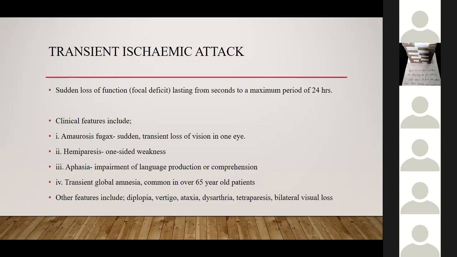Other features include diplopia, meaning you see double, vertigo, meaning you have dizziness, ataxia, meaning that there'll be loss of balance. Dysarthria means that your speech becomes slurred, you can't really articulate your speech. Tetraparesis means that you are going to have weakness in all four limbs, and then bilateral visual loss. So these are some of the clinical features you can get from a transient ischemic attack. Won't go into details there.